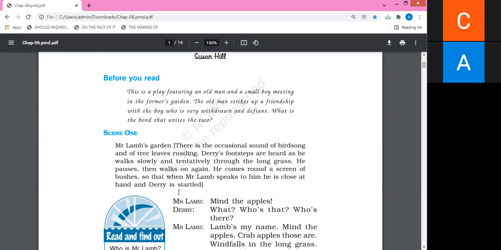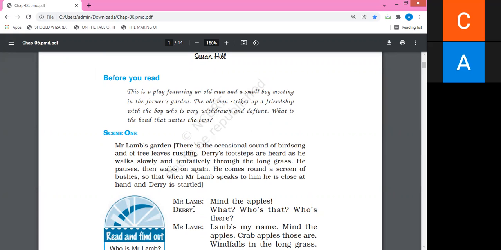Now let us start, Mr. Lamb: Mind the apple. Just look at the instruction of Mr. Lamb. Mr. Lamb was instructing Derry. He must be able to move properly. Why was the instruction given by that particular fellow? The reason behind that was he never wanted the apples to be in a crushed or damaged state, because the apples had fallen on the long grass due to windfall. I think very clear up to this point. So that is why he had seen that boy. He had instructed that boy to move properly.